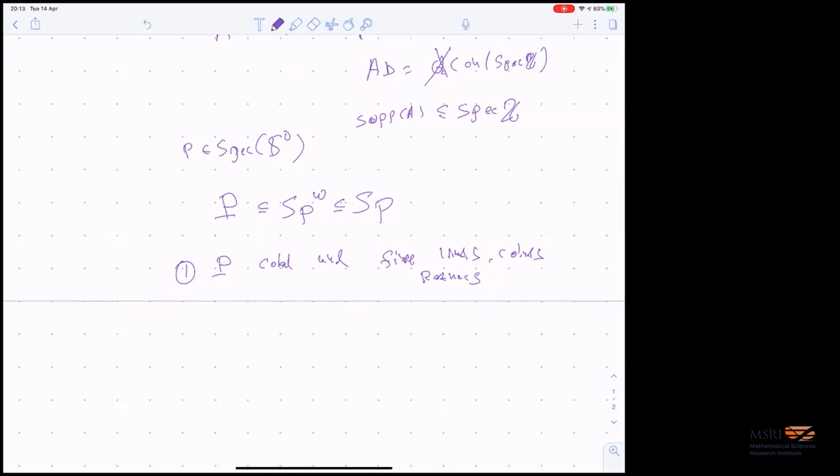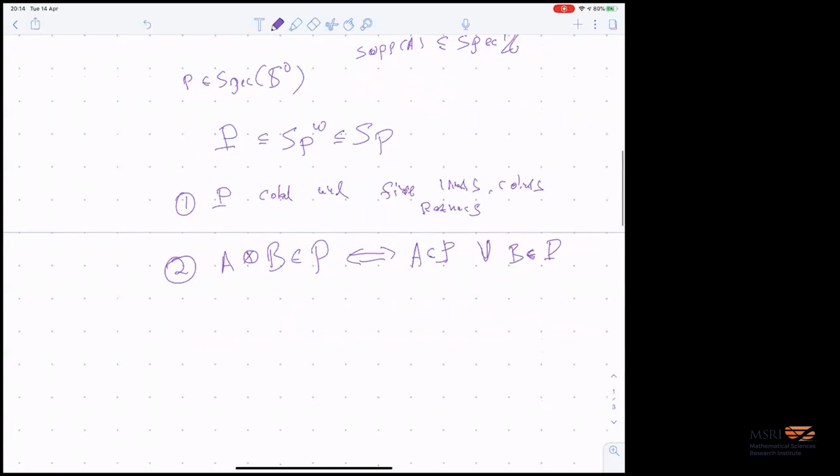And the second axiom is that if I have A and B, then A tensor B is in P if and only if A is in P or B is in P. Okay, those are the two axioms. And the idea is that if I have a fiber of a point, and I'm looking at the point, the only way in which I multiply two things and get something which is zero is if one of them is zero.